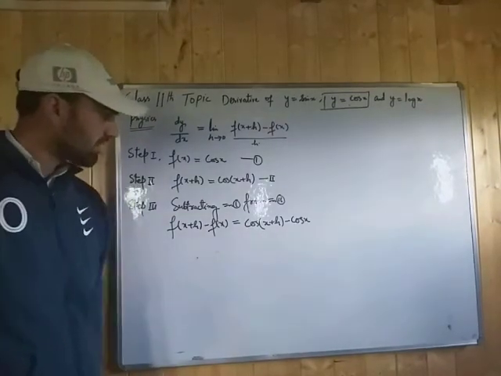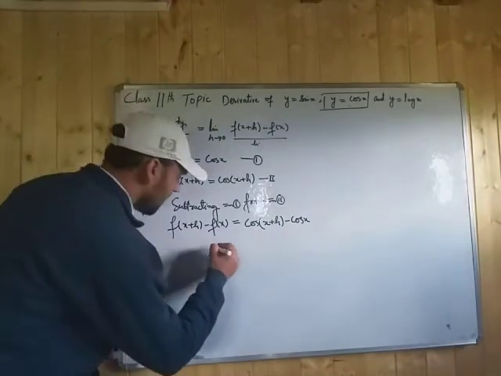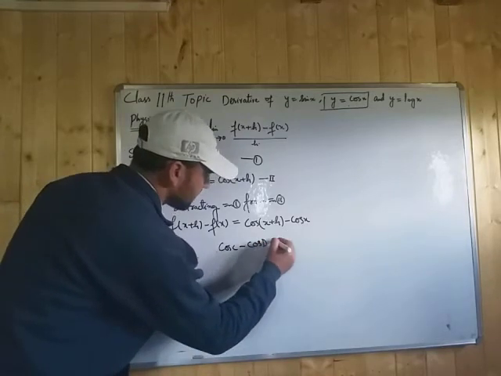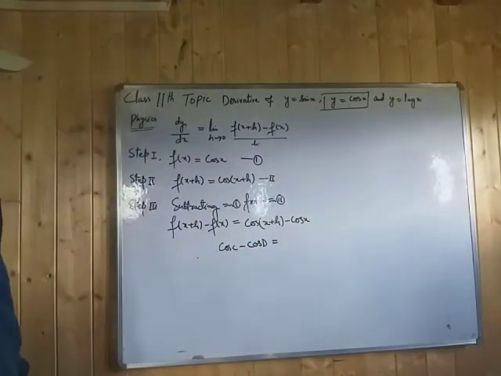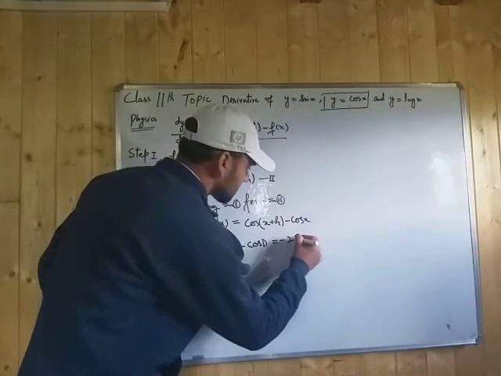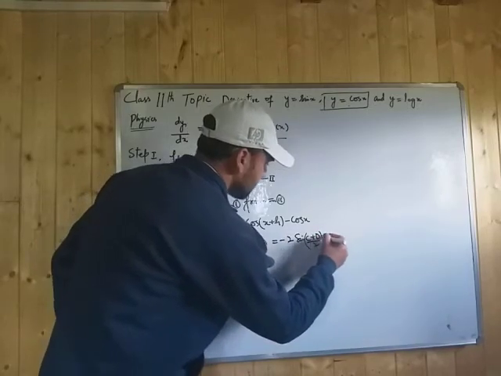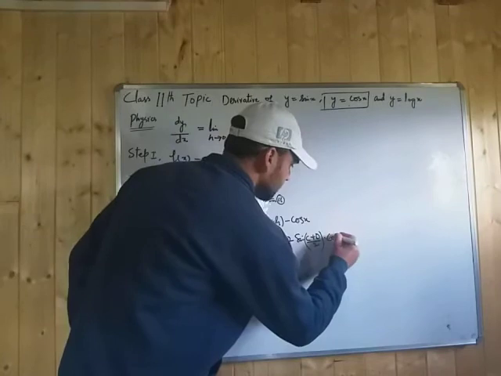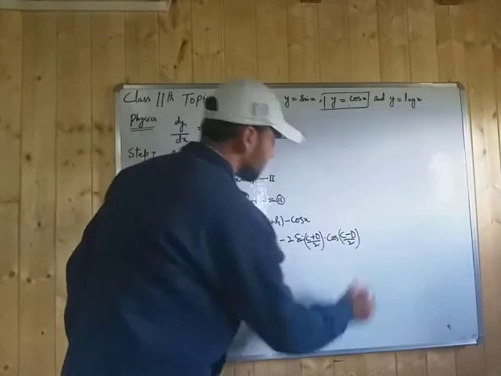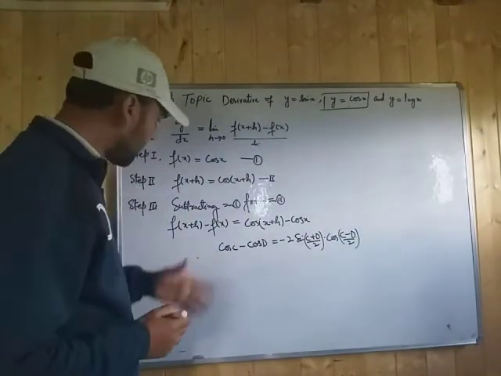So again here it is a formula. Now it's cos c minus cos d. We have a formula: cos c minus cos d is equal to minus twice sine of c plus d divided by 2 into sine of c minus d divided by 2. So we'll apply the formula here.